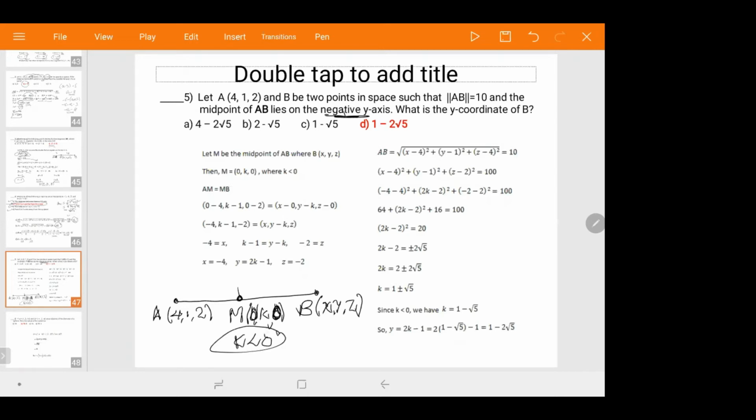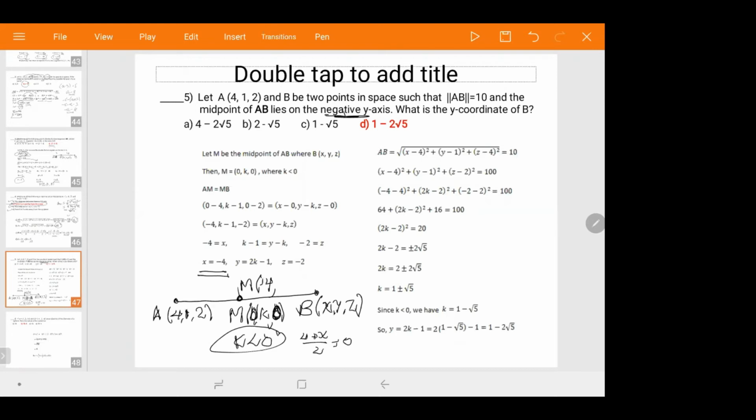Now, from the midpoint formula, (x1 plus x2) over 2 must be equal to 0. That means (4 plus x) over 2 must be equal to 0. From this, the value of x will be -4. So the x component of B is -4.